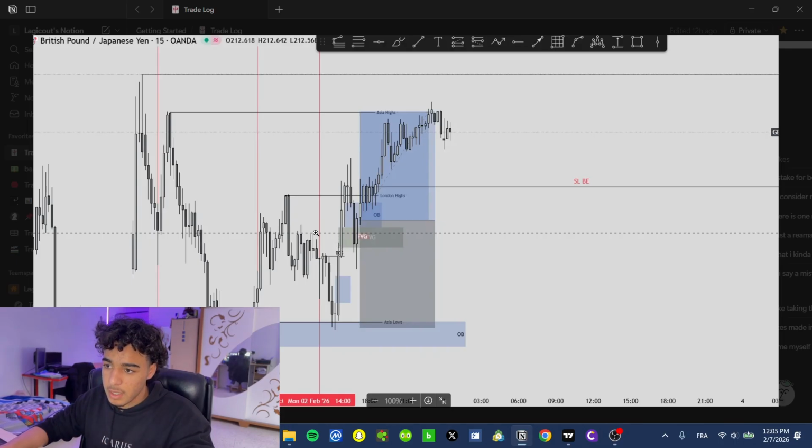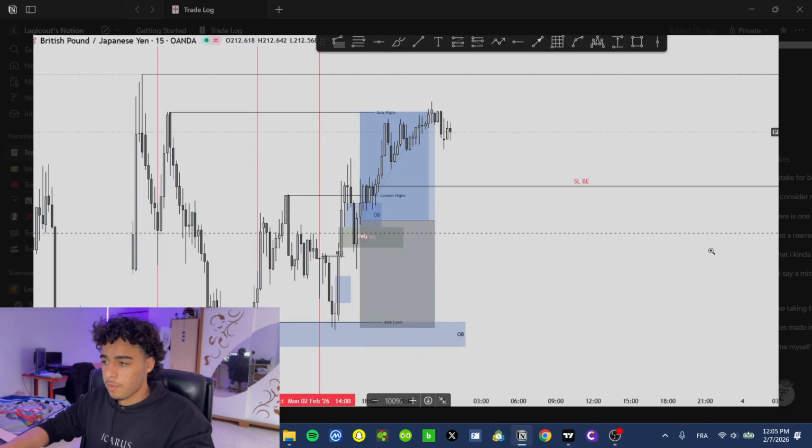As you guys can see, we have a close above this structure on the 15-minute time frame. Once price hit these London session highs, I didn't want to enter at this level yet. I wanted to see a reaction and a retracement, so we retraced back into this 15-minute fair value gap and this 15-minute breaker block, as well as the 5-minute ones.